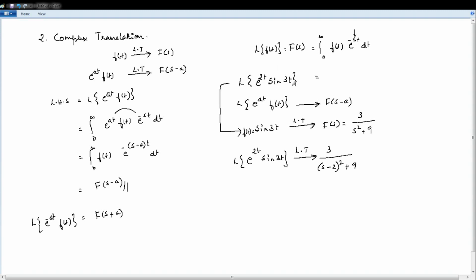When you're given an exponential multiplied by a function, take the Laplace transform of that function and replace s by s minus the exponential raised to the term. See here, the exponential is raised to 2, so it will be s minus 2. If the exponential is raised to minus 2, it will be s plus 2, and that is how we solve the problems when a time domain function is multiplied with an exponential function.